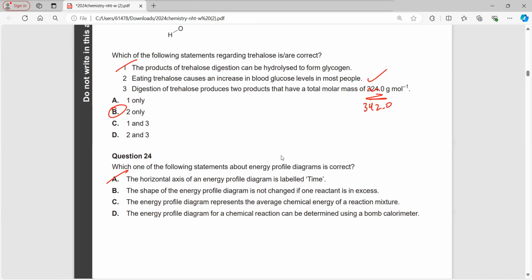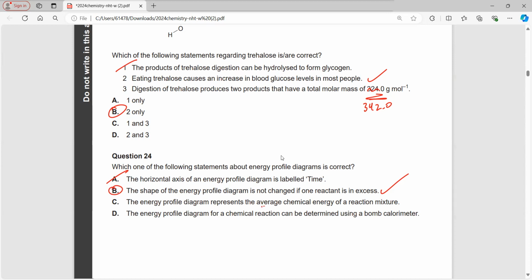The shape of the energy profile diagram is not changed if one reactant is in excess. That's right. If something's in excess, it doesn't affect the energy of the reactants themselves. That's really important to understand. The energy profile diagram is not giving an indication of the rate of reaction or how much of each substance is being produced. It's simply giving an indication of how much energy is being absorbed or released from the start to the finish. So that seems to be quite right.